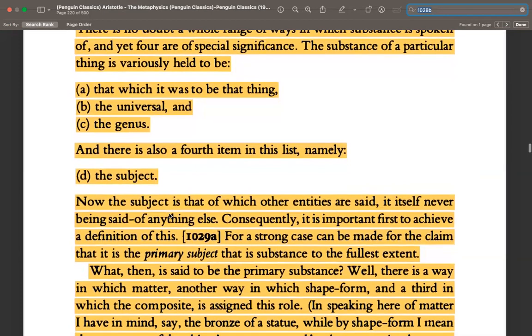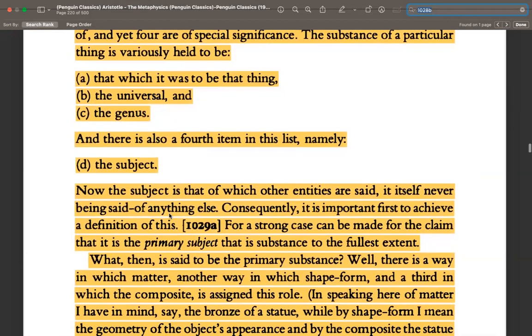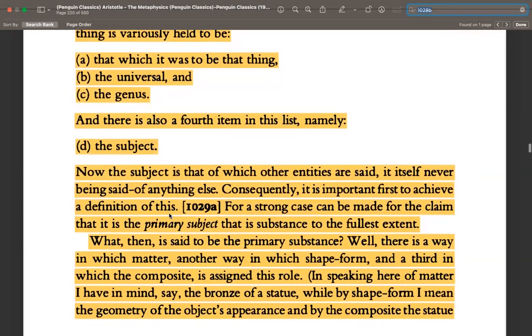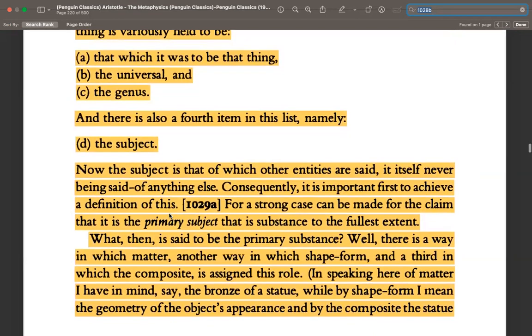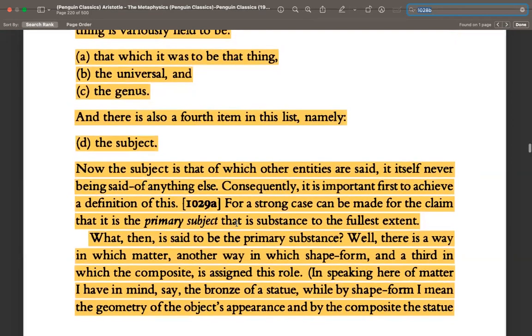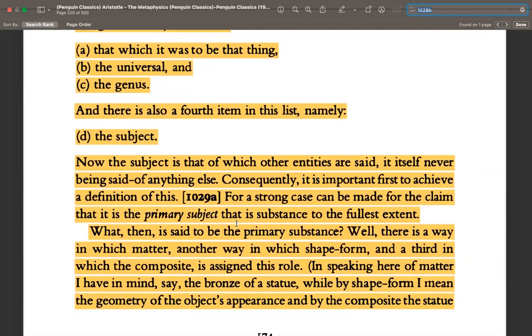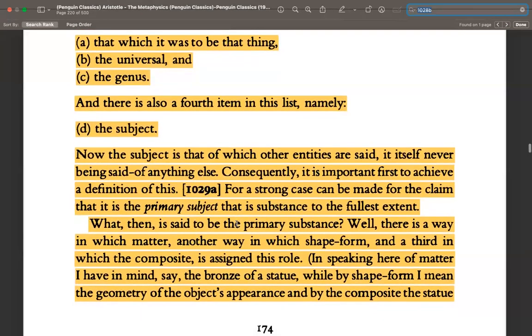Now, the subject is that of which other entities are said, it itself never being said of anything else. Consequently, it is important first to achieve a definition of this, for a strong case can be made for the claim that it is the primary subject that is substance to the fullest extent. What then is the primary substance?